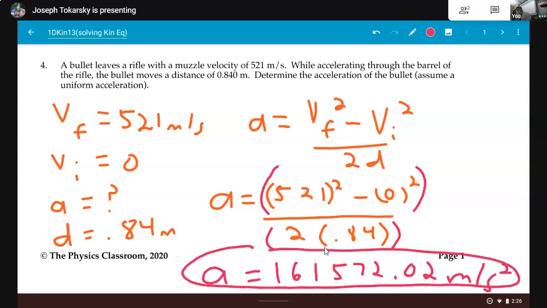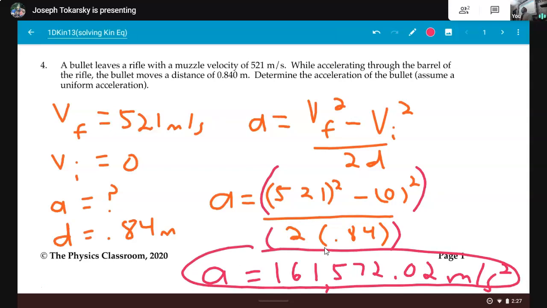But wouldn't we expect a crazy big acceleration? A bullet is going from 0 to 521 meters per second in a barrel that's this long of a rifle. To get to that kind of speed, don't you have to have a crazy acceleration? Of course, we know bullets would have a crazy acceleration caused by the explosion of the powder in the bullet that forces it out so quickly. So that's a reasonable number, even though it's crazy huge. Over 161,000 meters per second squared.